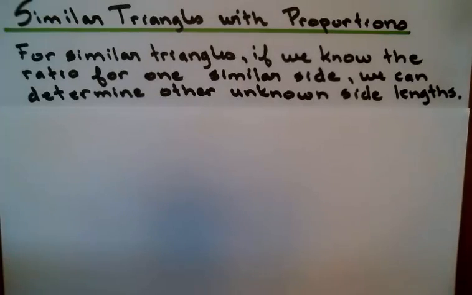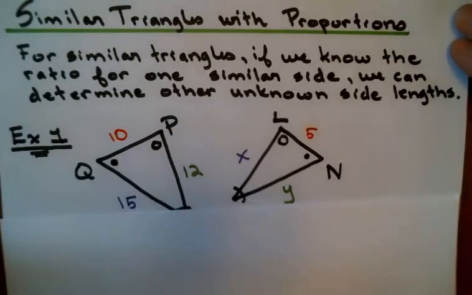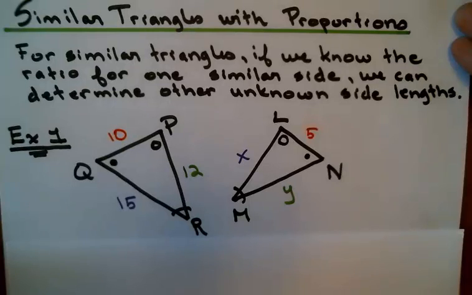Next up, let's talk about similar triangles with proportions. So say you have two similar triangles. If we happen to know the ratio for one of the corresponding similar sides, we can then determine other unknown side lengths. Let's show you this with an example. Okay, so let's say you have example 1 here, and you're given those two similar triangles. So take a minute to pause the video, draw this out, and we'll come back.